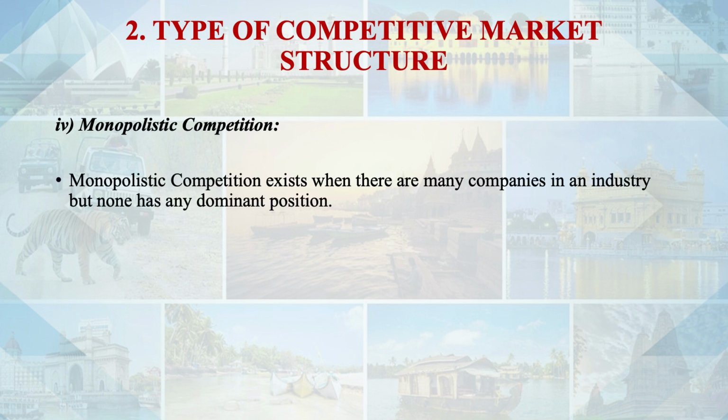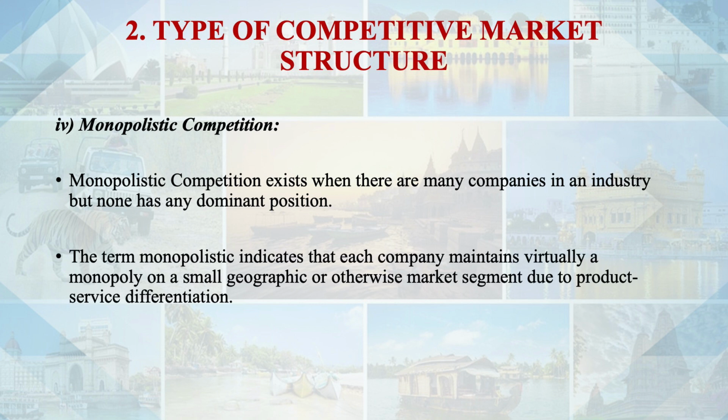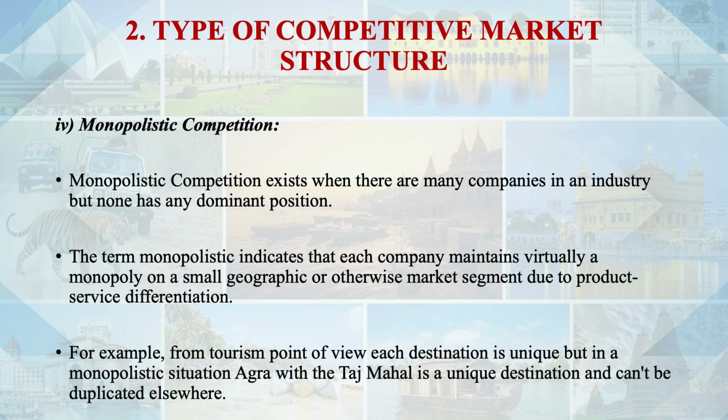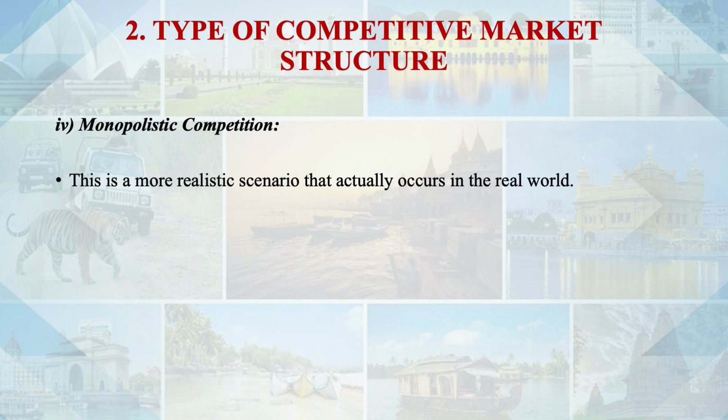Monopolistic competition exists when there are many companies in an industry but none has any dominant position. The term monopolistic indicates that each company maintains virtually a monopoly on a small geographic or otherwise market segment due to product service differentiation. For example, from a tourism point of view, each destination is unique. Agra with the Taj Mahal is a unique destination and can't be duplicated anywhere. This is a more realistic scenario that actually occurs in the real world.